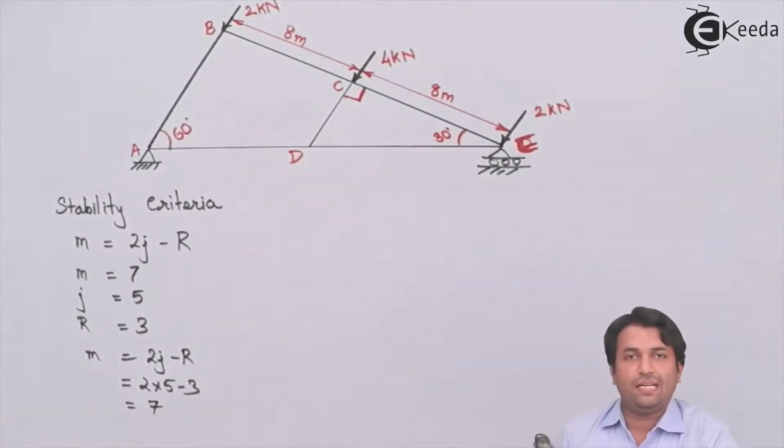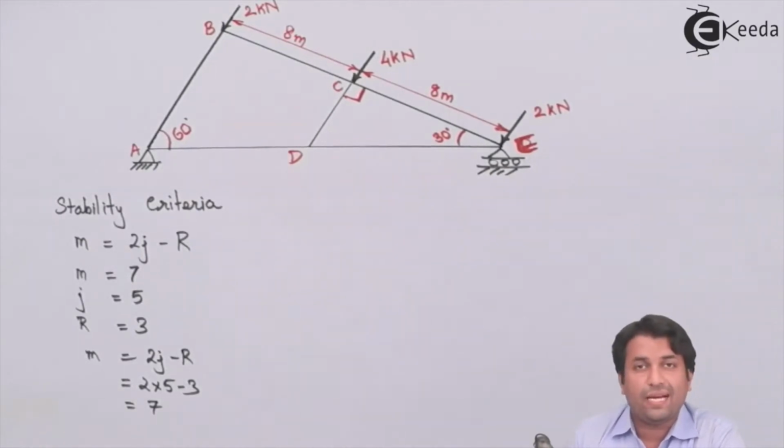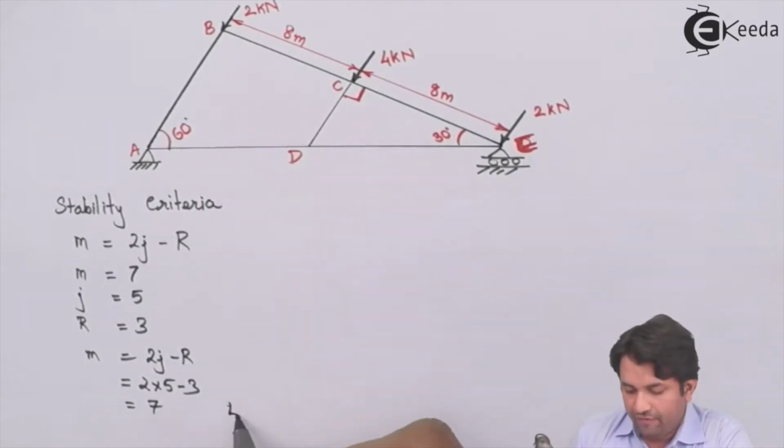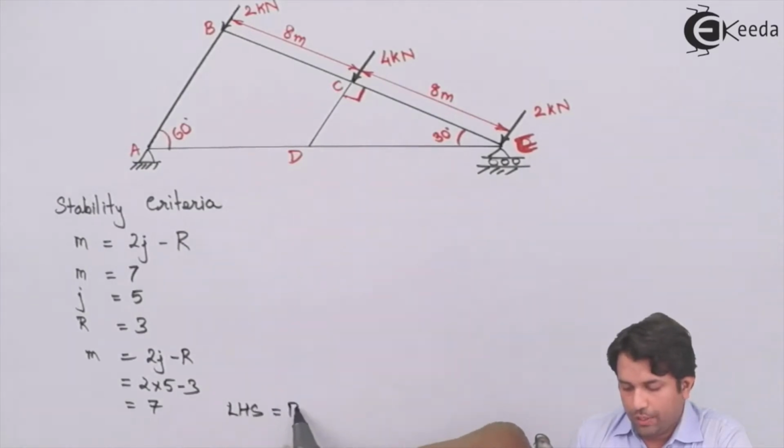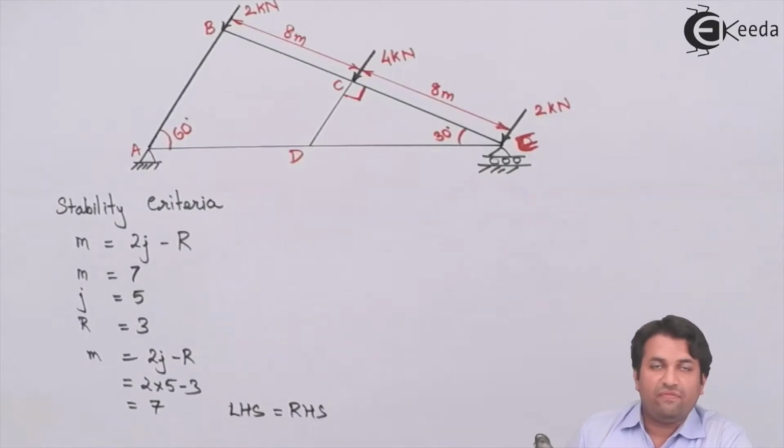Now we can see that in this case, the number of members that I'm having is 7, and my right hand side equation, that is 2j minus r, comes out to be 7. So I can say that left hand side is equal to right hand side. Since the left hand side and right hand side are the same, I can say that this is a perfect truss.